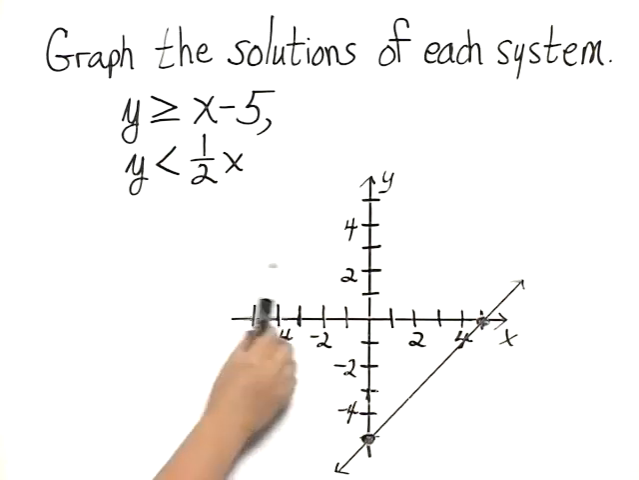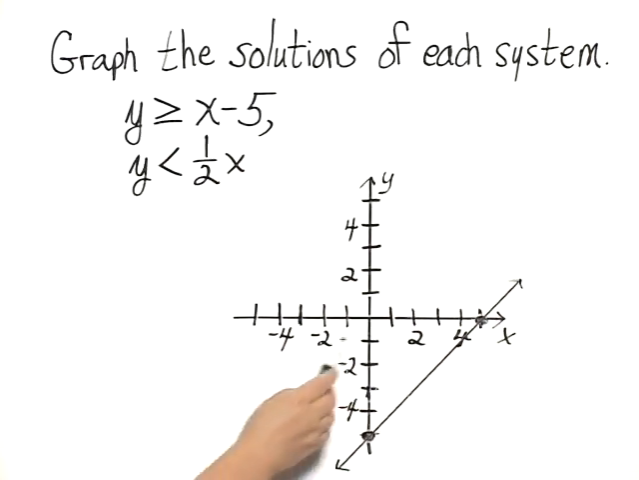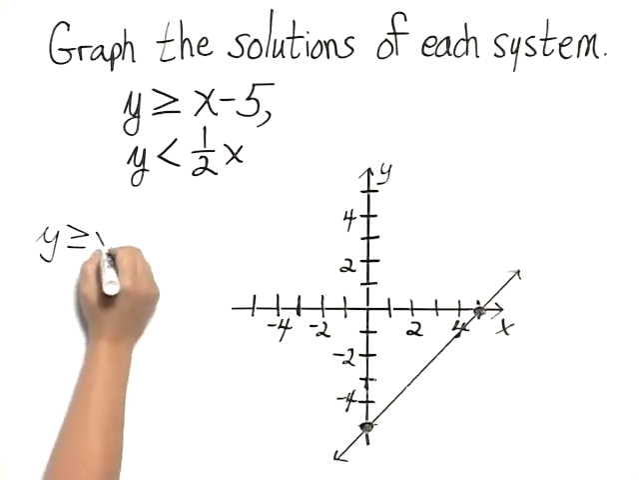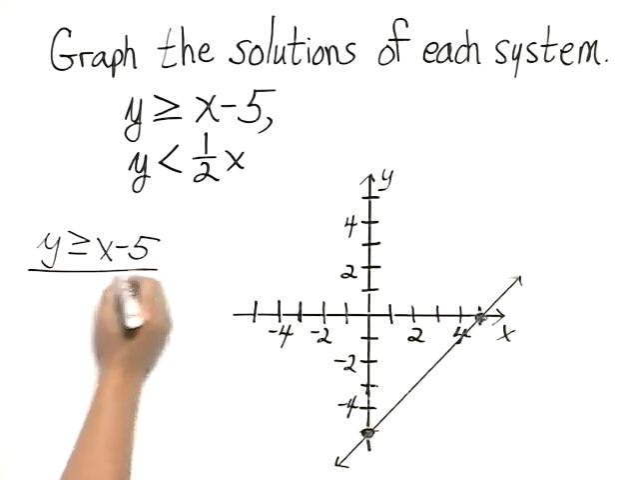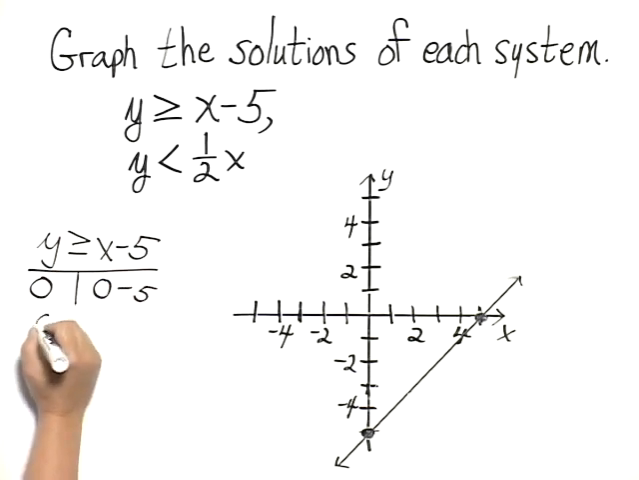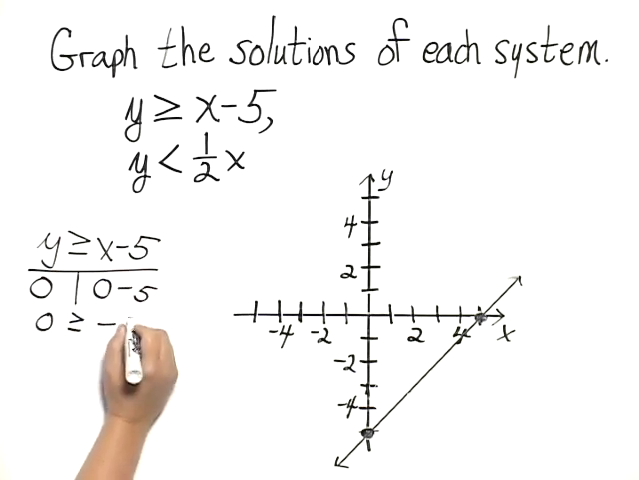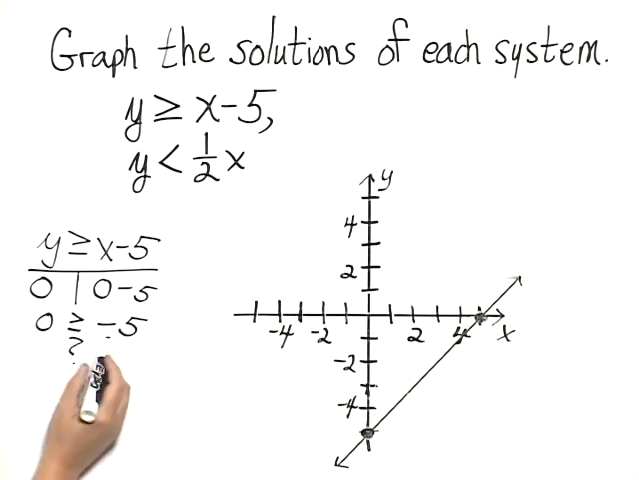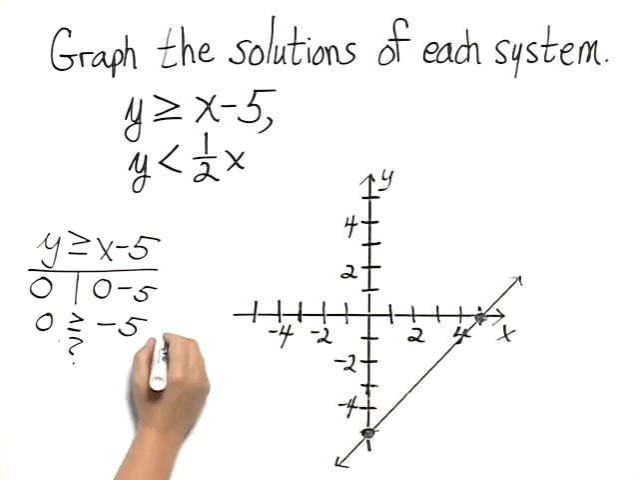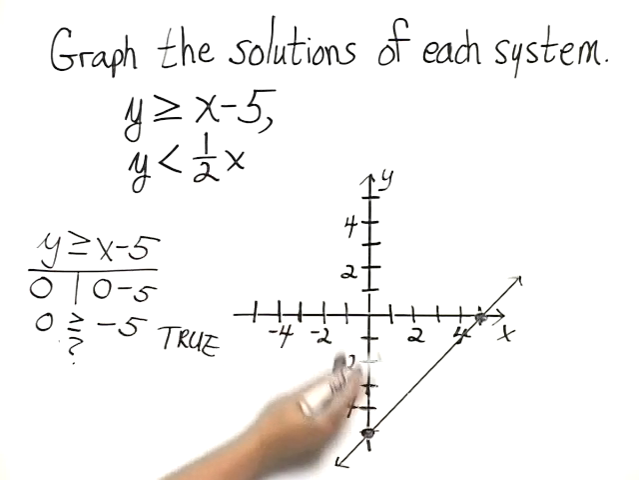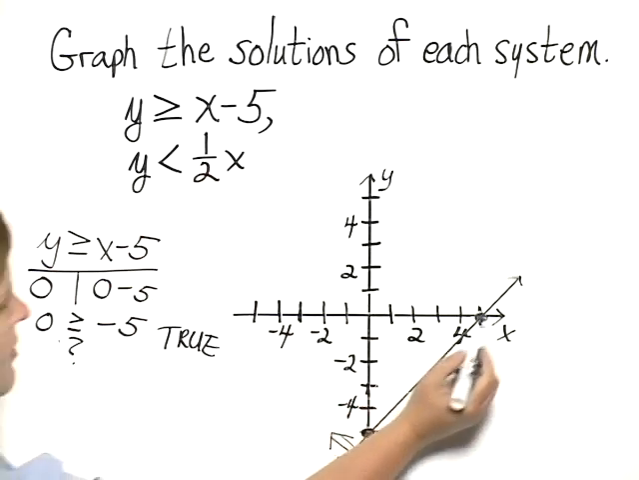Now we have to determine which side of this inequality would be shaded. So let's use the test point (0, 0). We have y is greater than or equal to x minus 5. We ask ourselves, is 0 greater than or equal to 0 minus 5, or is 0 greater than or equal to negative 5? Since 0 is greater than all negative numbers, 0 would be greater than or equal to negative 5. This is true. Instead of actually shading this whole side, I'm just going to use arrows near the end of the line to indicate that I would shade this side of the line.